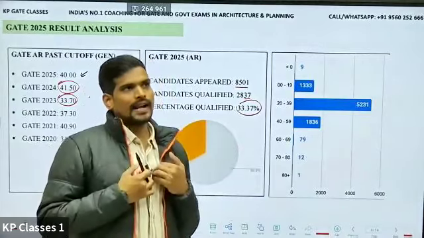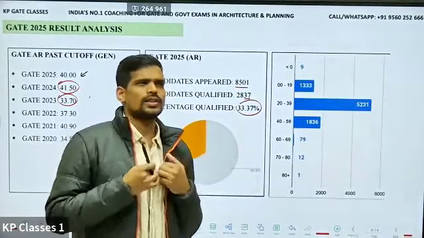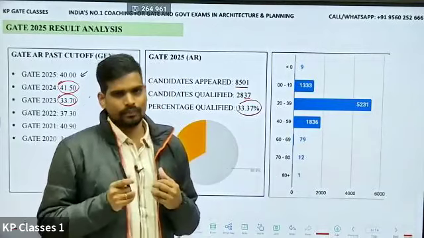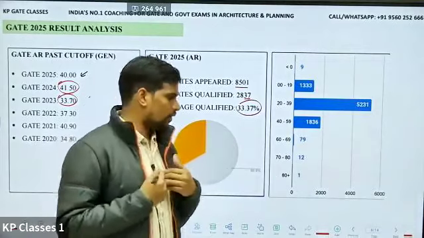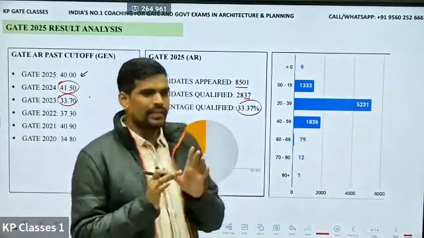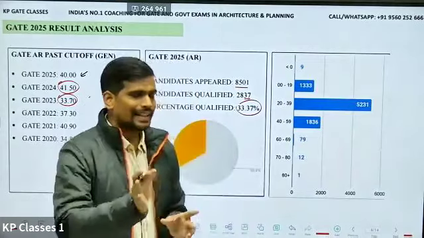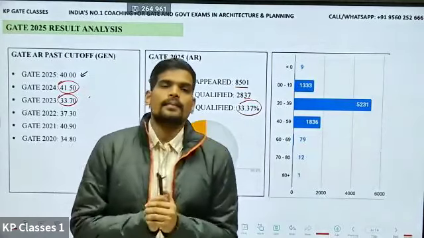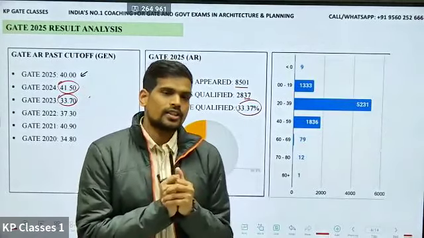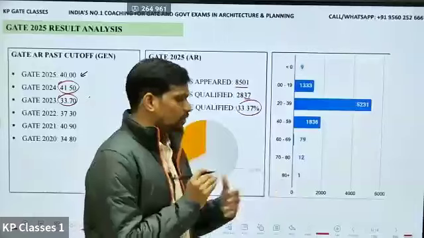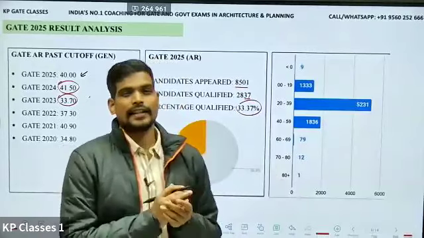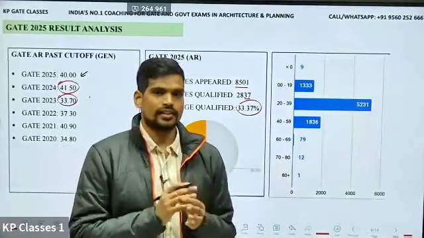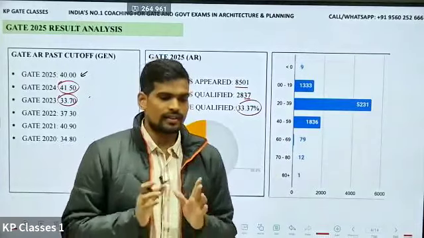Even when I got my first rank, my marks were 79.67, so 0.3 less than 80 marks. But then, unlike other engineering papers, like mechanical engineering and all, where the first rankers generally get 98 or 96, in GATE Architecture that's not the case.